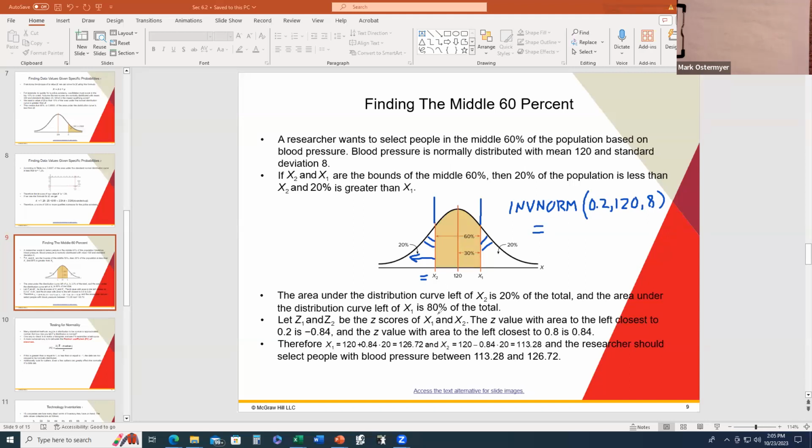I think they get about 113.28. Is that correct? 113.27. Okay. That would be the lower endpoint value. Then you want to find X sub 1. How could we do that?